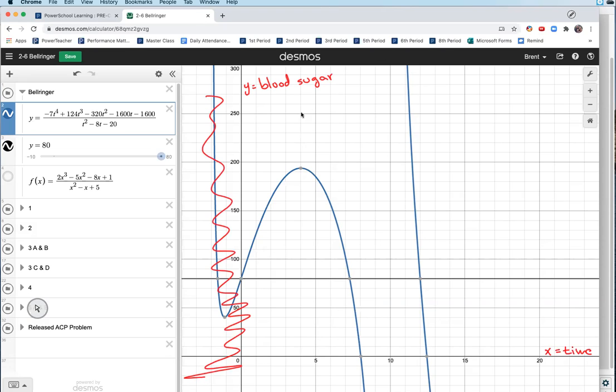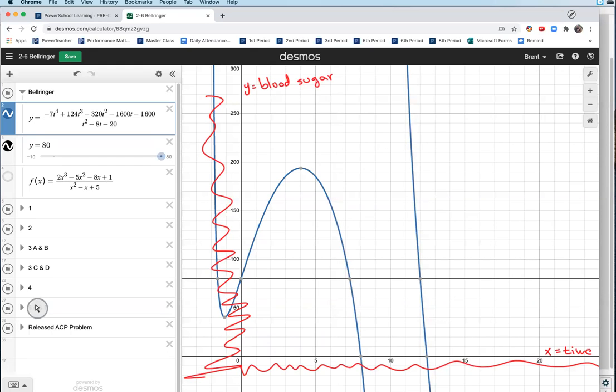All that is ignored. What about with blood sugar? Can your body have a negative blood sugar? What's the lowest amount of sugar you could have in your blood at any time? Zero. So anything down here is irrelevant. Now, why does that matter? Because this limits our graph, and not only that, it's going to remove this piece.